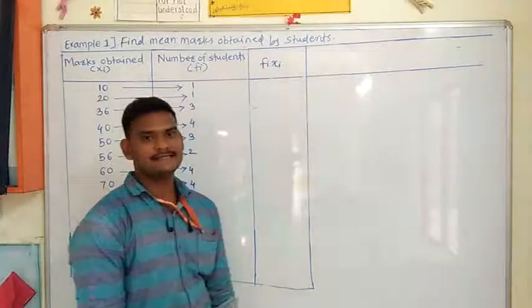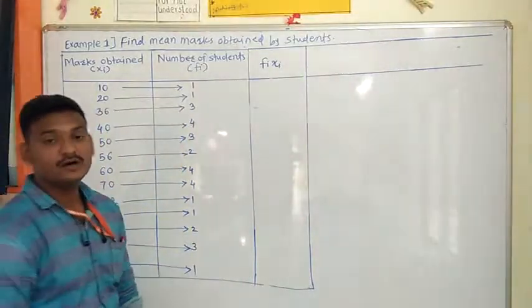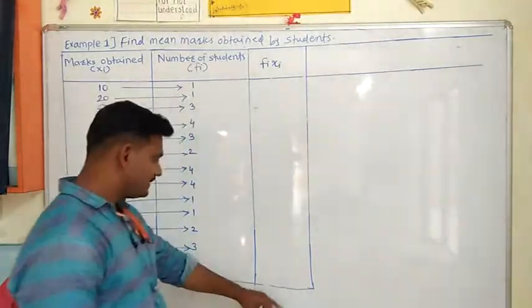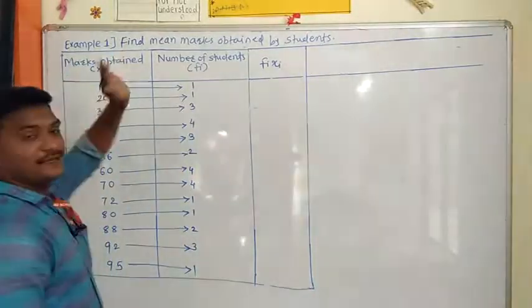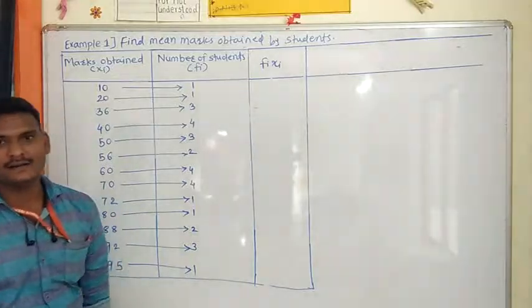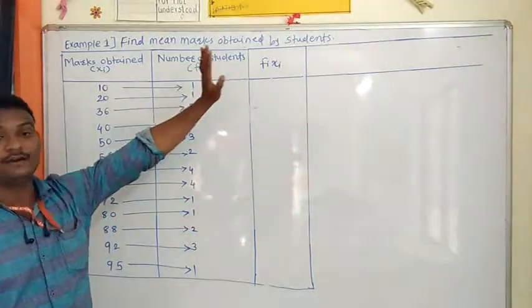Okay, students, now we will see an example based on the mean of grouped data. First, we will find the mean of ungrouped data. That is example number 1. In example number 1, what is given?